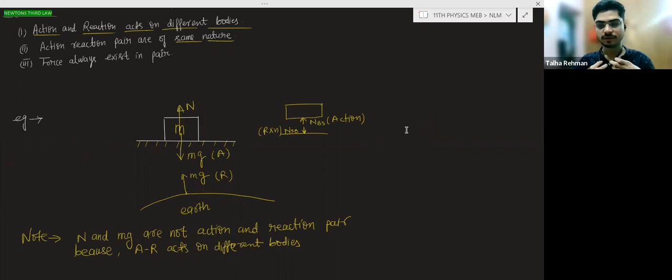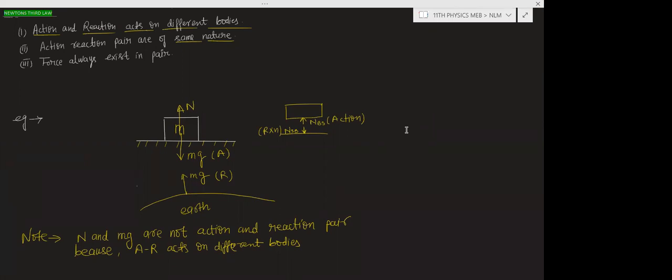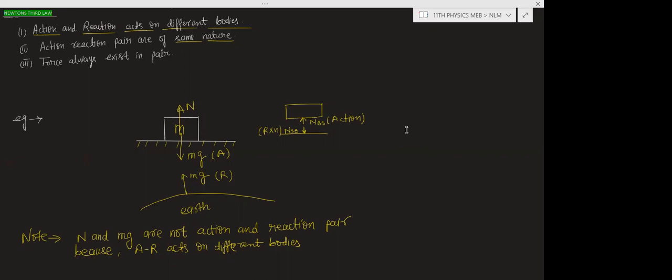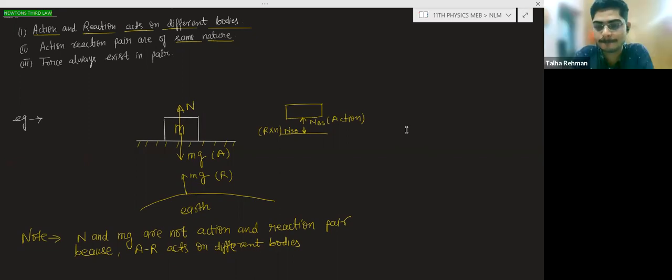Divyangi, yes, sir. But in your school, has your teacher completed the pseudo force? Has he or she taught the pseudo force? No, sir. Okay. Weighing machine? Okay.